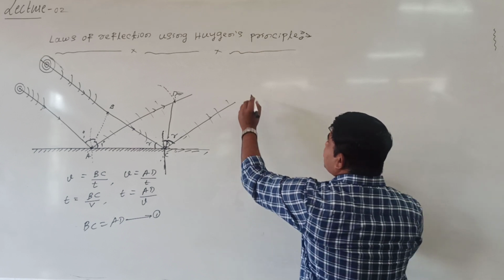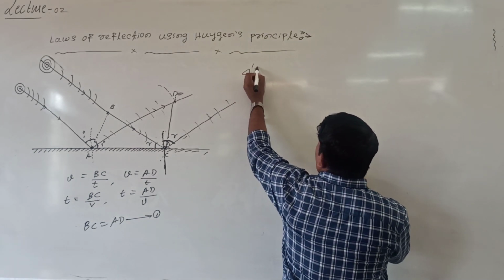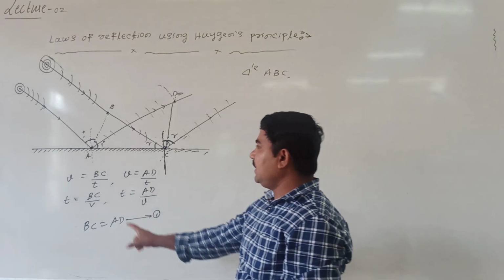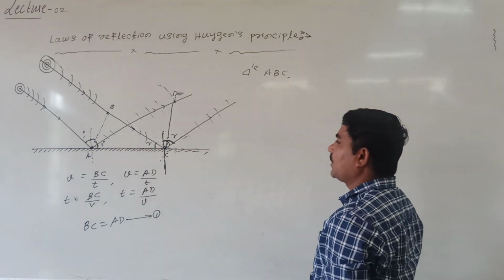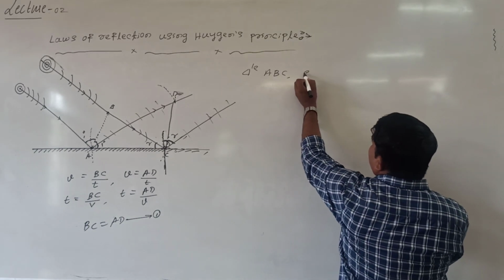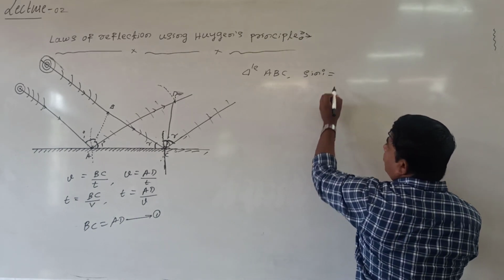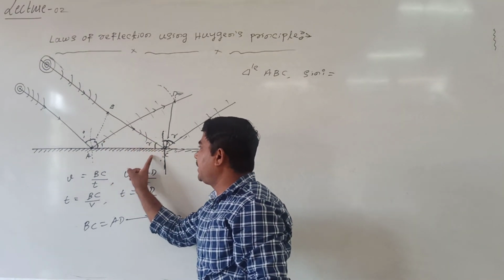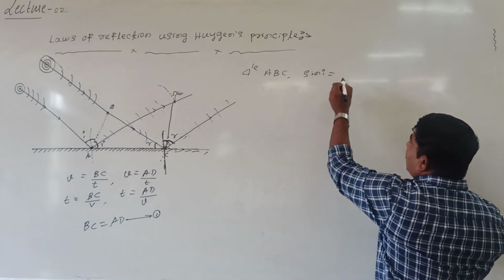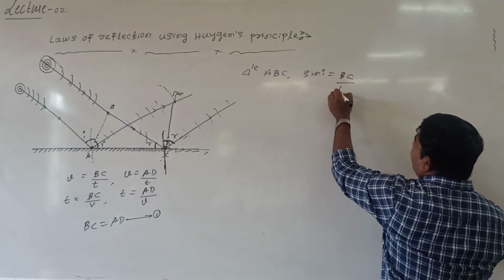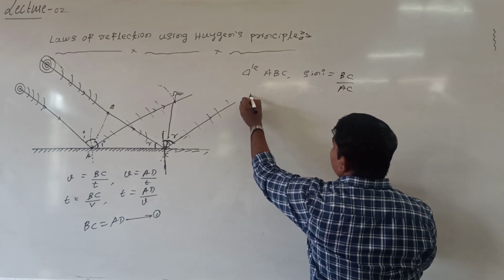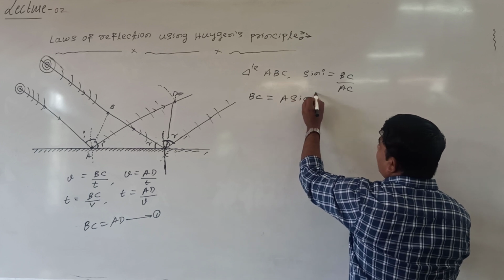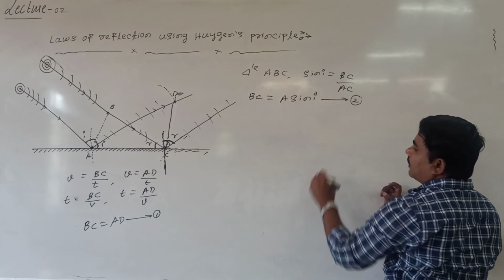Look at me. First of all, I will go for triangle ABC. From triangle ABC, I take sin I. Sin I is equal to opposite by hypotenuse. Opposite is equal to what value? In ABC, opposite is equal to BC and the hypotenuse is equal to AC. That is BC divided by AC. From this, BC is equal to AC sin I. That is equation number 2.